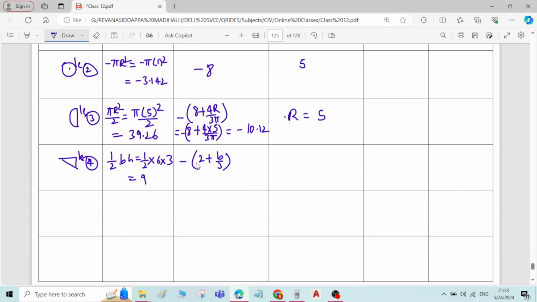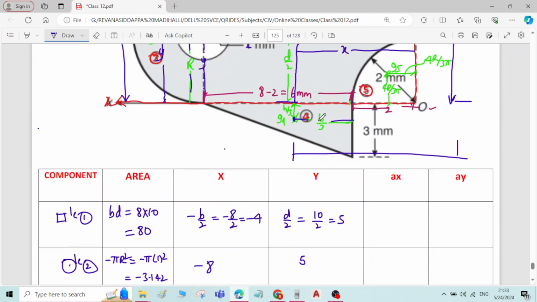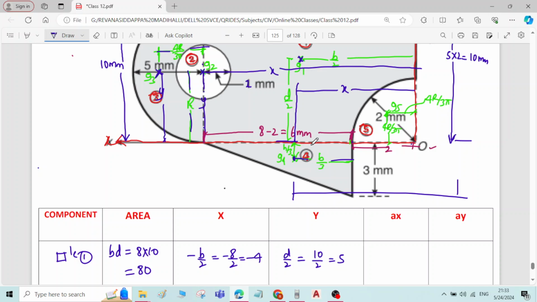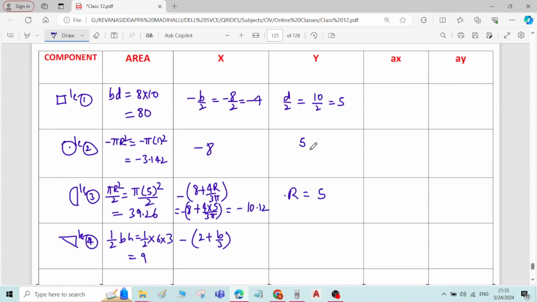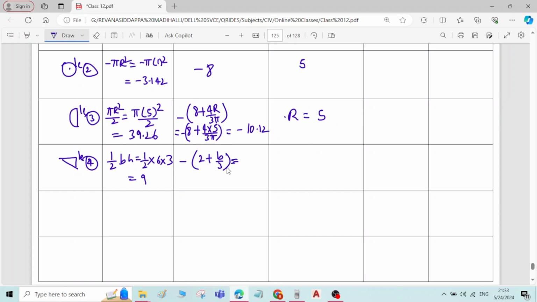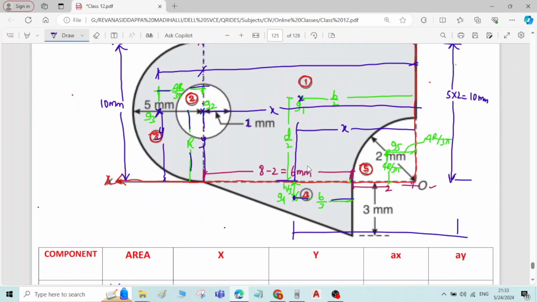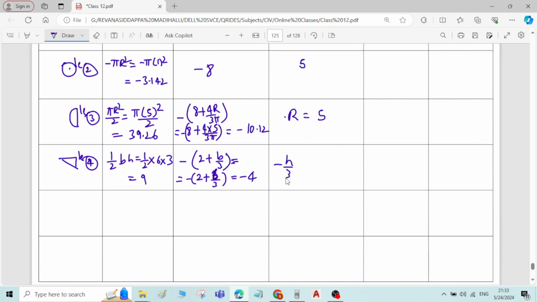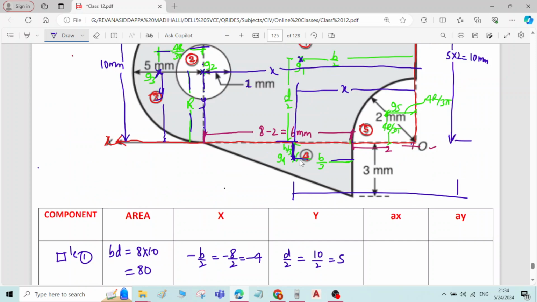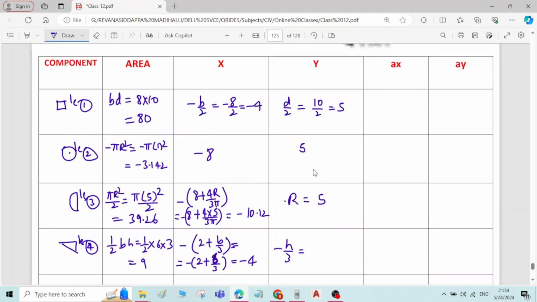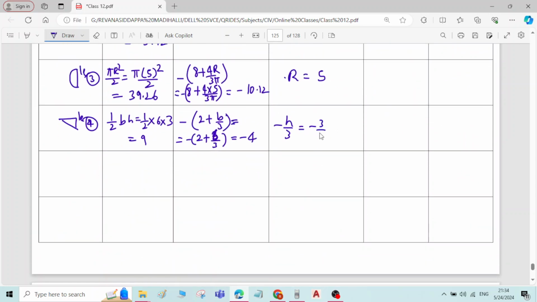Why have I taken the minus sign here? Because the right angle triangle is lying in the third quadrant. That is why x is negative, and y is negative too. Therefore, it is minus of 2 plus 6 divided by 3, which is minus 4 mm. Coming to the y value, the distance of the centroid of the triangle from the reference x axis. This distance. It is minus h by 3. Why minus h by 3? The right angle triangle is in the third quadrant, below the x axis, where both x and y are negative. Therefore, I have taken a negative sign for the right angle triangle. Height of the triangle is 3, so minus 3 by 3, which is minus 1 millimeter.